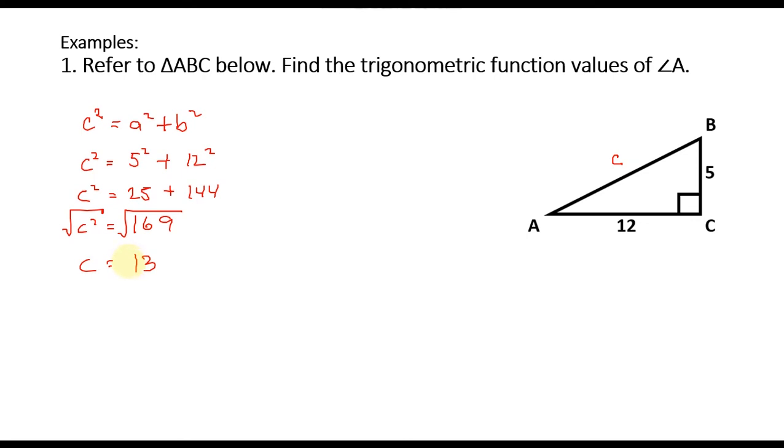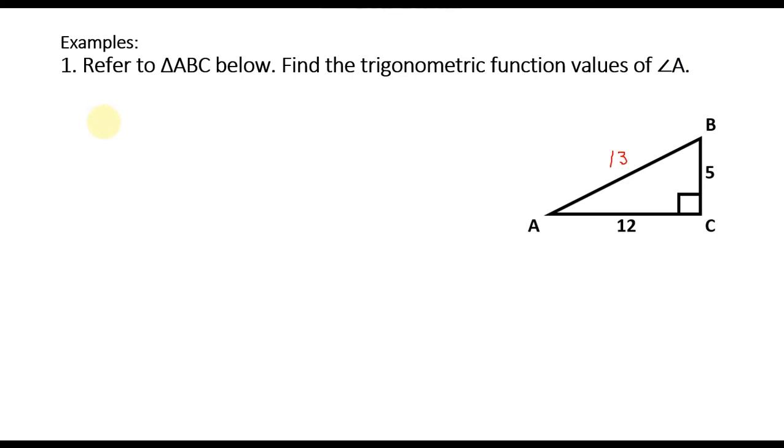Now, we can have two values for C, positive and negative 13, but we're looking for the length of the side. So obviously, we can just consider the positive value, which is positive 13. So this will be your hypotenuse. So I can change the C to 13. Now we have the values for the sides. We can now solve for the trigonometric function values of angle A. Since we're looking for angle A, we're going to have sine A, cosine A, and tangent A.